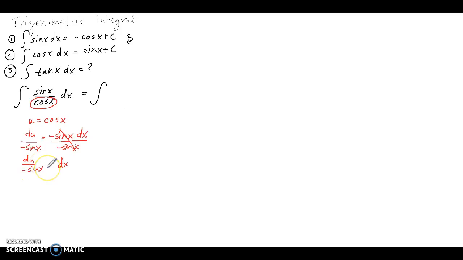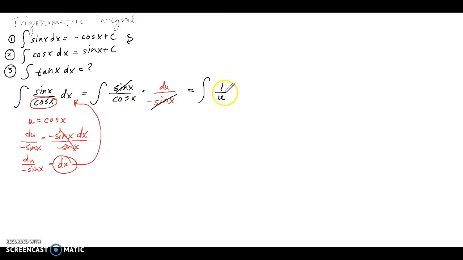And I can replace this quantity for our dx. So this will go right into there. So I'll have du over negative sine x, and then we'll have sine x over cosine x multiplied by that expression. When I do that, these sine x's cancel. Remember that u is equal to cosine x, so I have 1 over u du, and don't forget the negative.